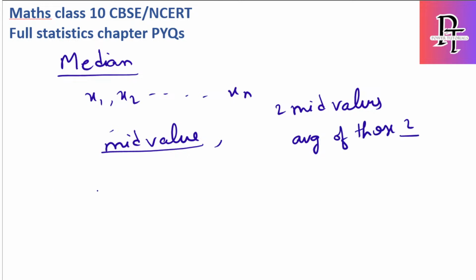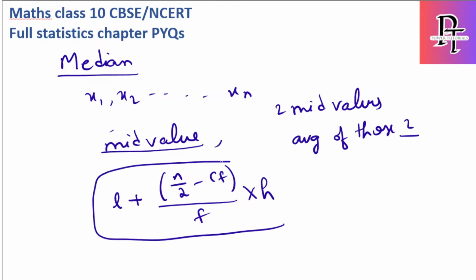Okay, for grouped data, the formula is L plus (n by 2 minus CF) by F into H. This is the formula for grouped data. Using the previous year question, I will explain it to you in detail. Okay, and then we'll cover the mode formula as well.